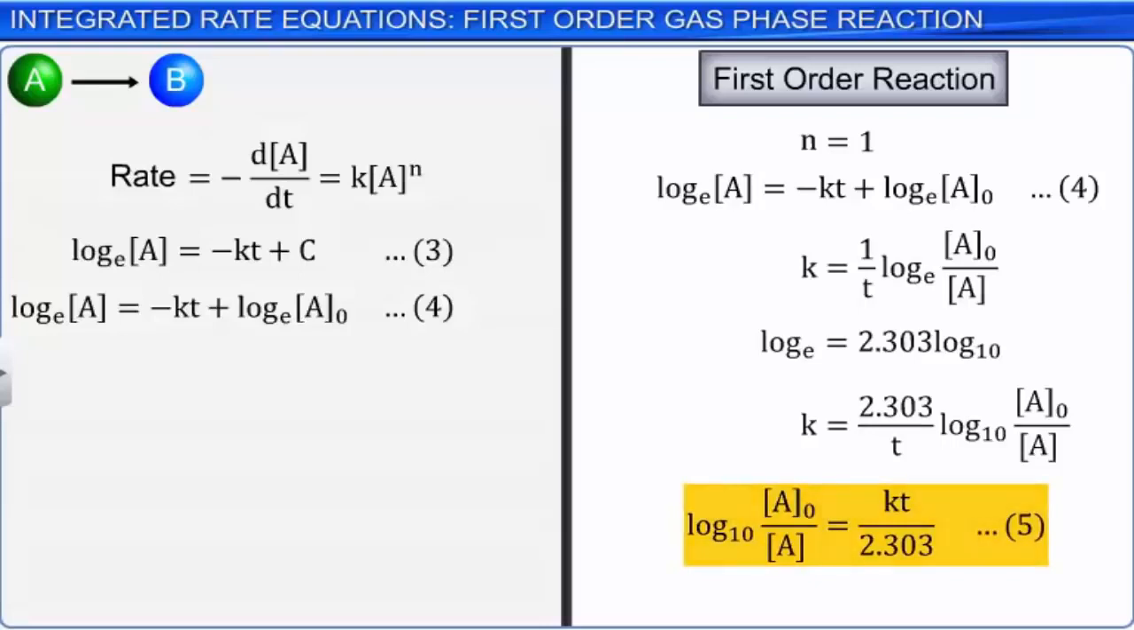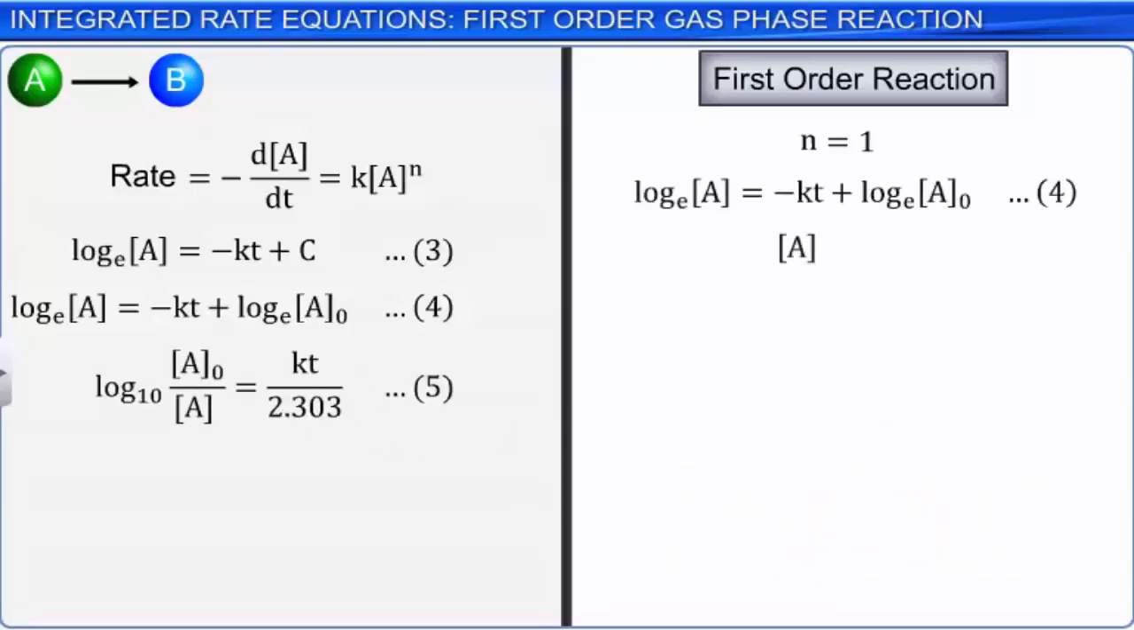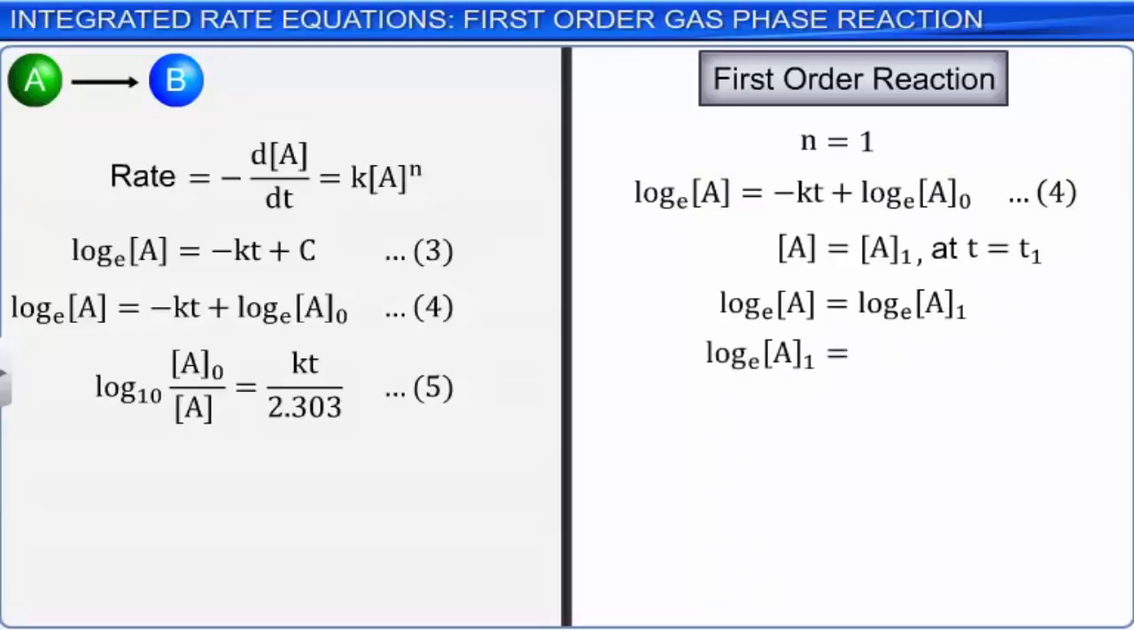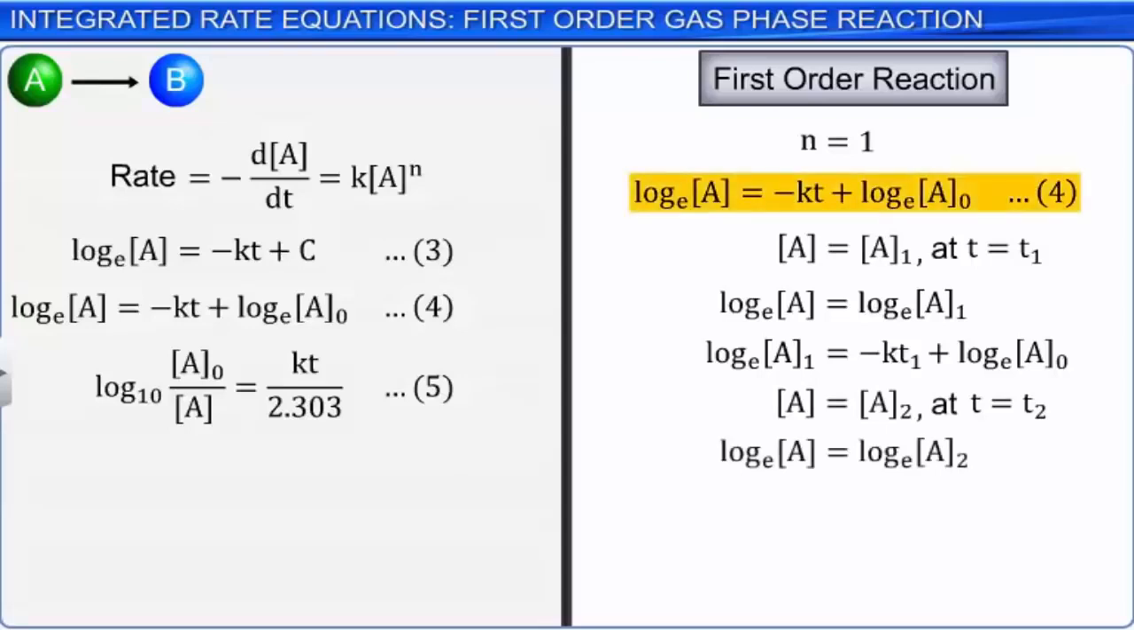If the concentration of A is A1 at time t1, then we can represent equation 4 as log concentration of A1 to the base e equal to minus k multiplied by t1 plus log concentration of A0 to the base e. Similarly, if the concentration of A is A2 at time t2, we can represent equation 4 as log concentration of A2 to the base e is equal to minus k into t2 plus log concentration of A0 to the base e.